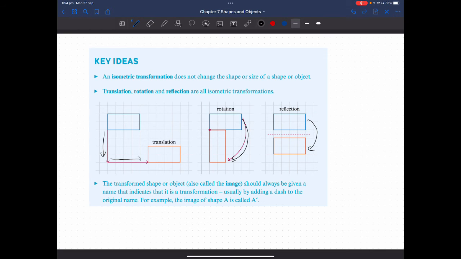The transformed shape or object is called the image. So the blue shape was the original. The red one in the diagram was the image. Usually by adding a dash to the original name. So if the first shape was shape A, the translated shape would have been A dash. If the rotated shape, the original was B, the rotated shape was B dash. With the third one, if we call the original shape C, the reflection was C dash.